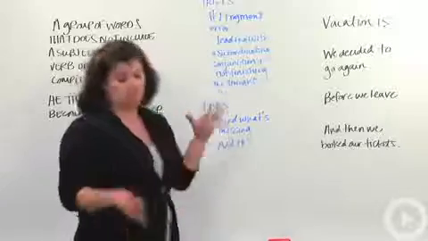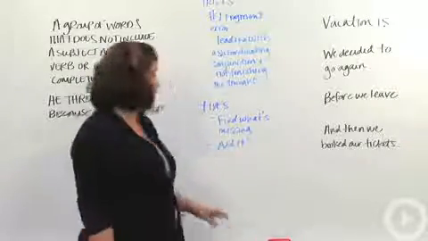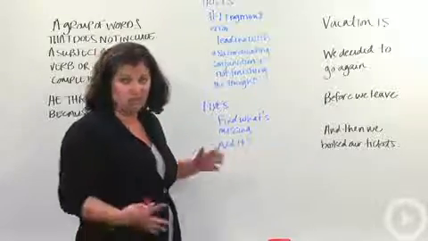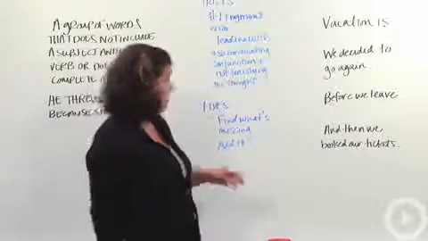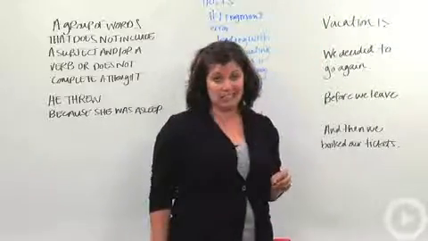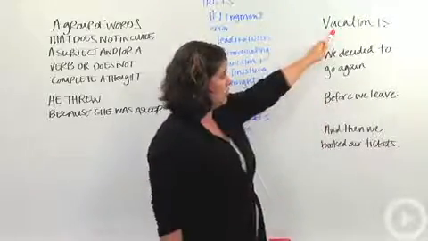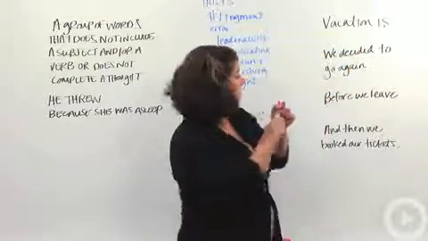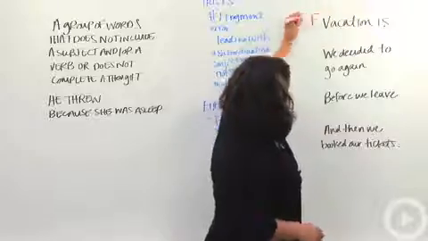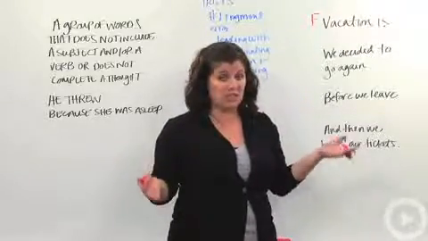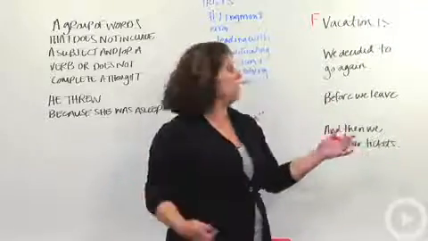Good news is, once you figure out that you've got a fragment, all you need to do is find what's missing and then add it. It's pretty simple, right? Let's try some. All right, over here, we've got the sentence, "vacation is." All right, so we've got a subject, we've got a verb, but we don't have a complete thought. So this definitely is a fragment. But like I said, it's pretty easy to fix. We just said what it's missing is a complete thought. So let's complete the thought.